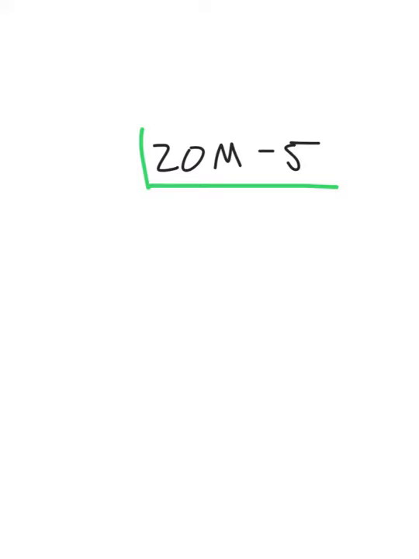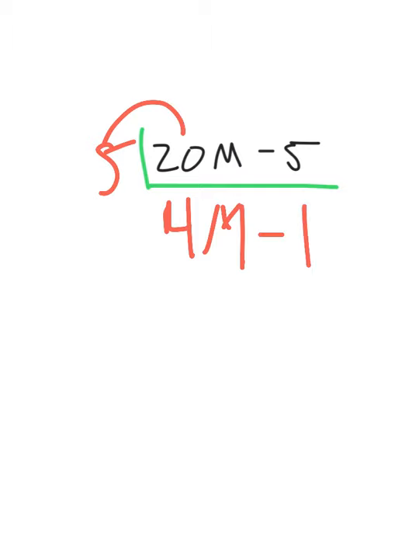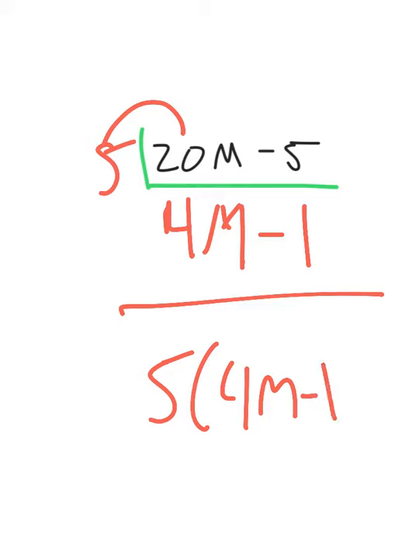What can go into both? For now, you can ignore the m, and you can just think 20 and 5. What can go into both 20 and 5? And I immediately think, well, 20 is a multiple of 5, so 5. 5 can go into 20 4 times. m stays. Minus, 5 goes into 5 1 time. Come on down. 5 parentheses 4m minus 1.